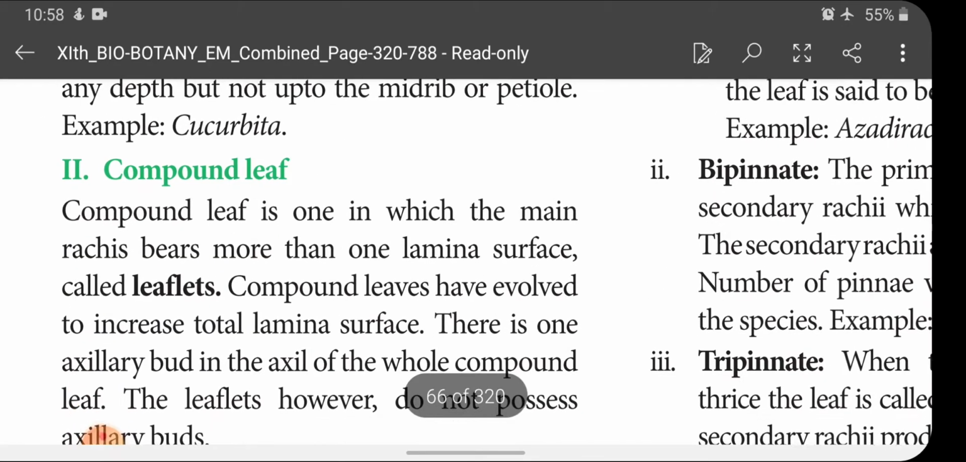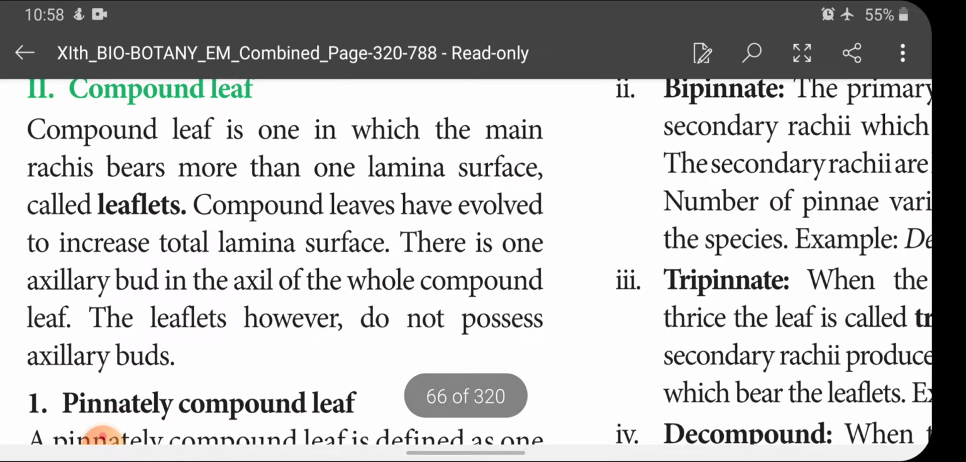Okay. So next, compound leaf. Compound leaf is one in which the main rachis bears more than one lamina surface. In simple leaf we can see only one lamina at the midrib or rachis end. But in compound leaf the main rachis bears more than one lamina surface, and each is called a leaflet. Compound leaves have evolved to increase total lamina surface.